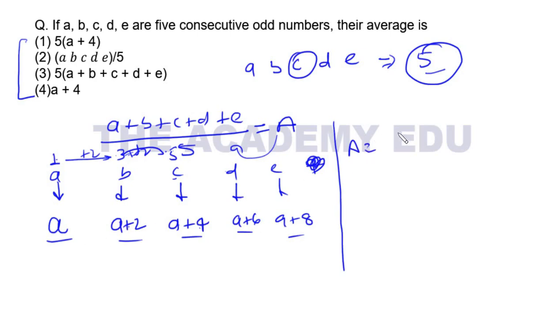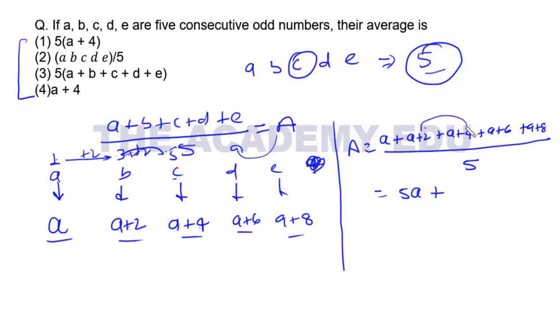So add them. If you add them, you will get A plus 2, A plus 4, A plus 6, A plus 8 upon 5 numbers. Now add 1, 2, 3, 4, 5A. So write here 5A plus 4, 2 plus 4, 6, 6 plus 6, 12, 12 plus 8, 20. Sorry, 20 by 5. Now what is the average?